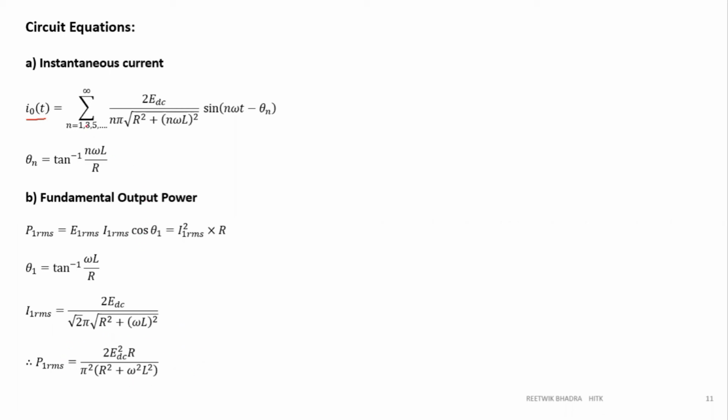So, very important: for an RL load, generally we tend to find out the current. So this is the current equation we need. Voltages are the same, so we have used my maximum value as 2 EDC by n pi since it is a half bridge VSI, and then we have made the following calculations.